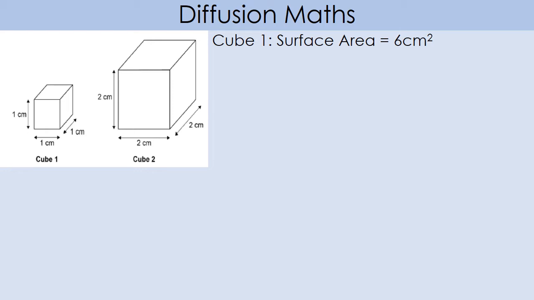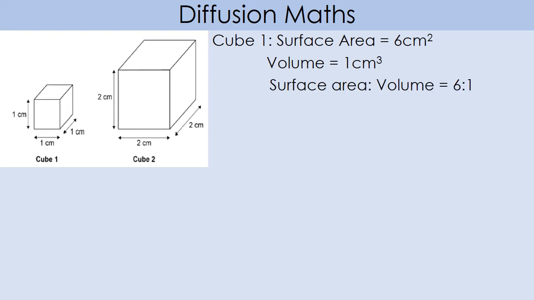We'll now find the volume. So the volume is the height times the width times the depth. So that is 1 times 1 times 1, which gives us 1. So it is 1 centimetre cubed. So we've got our surface area is 6 centimetres squared, our volume is 1 centimetre cubed. It's quite an easy ratio to work out because we've got it as simple as it will go. So our surface area to volume ratio is 6 to 1. So 6 for our surface area, 1 for our volume. It's quite a large surface area to volume ratio.